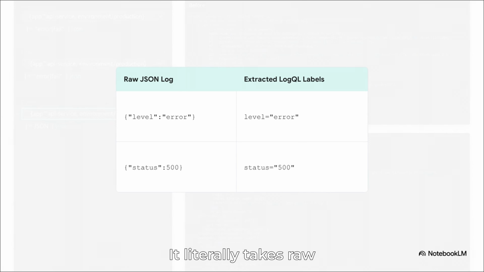It literally takes raw, static text properties, like a standard JSON string, and dynamically extracts them into native LogQL labels. Once your data is transformed from a flat text string into extracted labels, the real magic happens. You can query them mathematically, filter them by value, or even group your results by them. It completely unlocks your data.